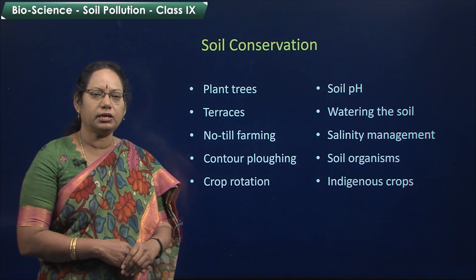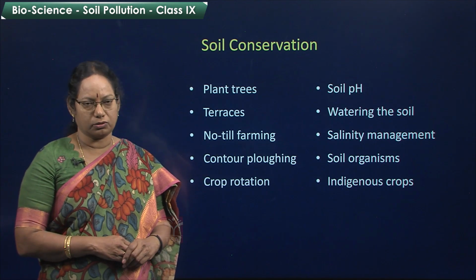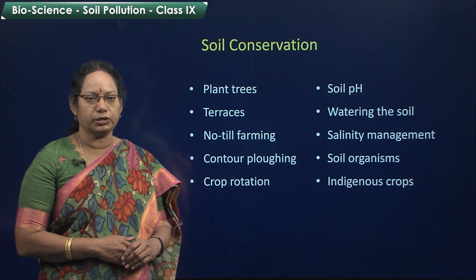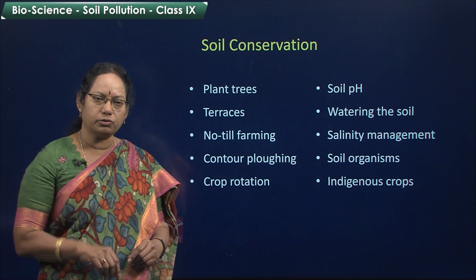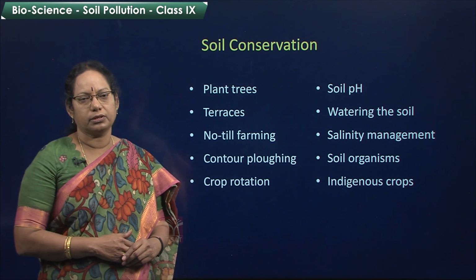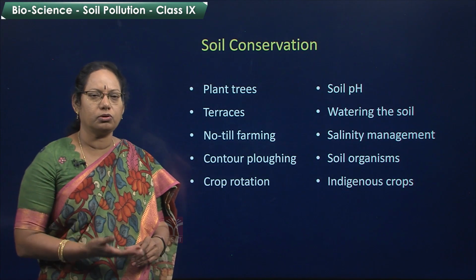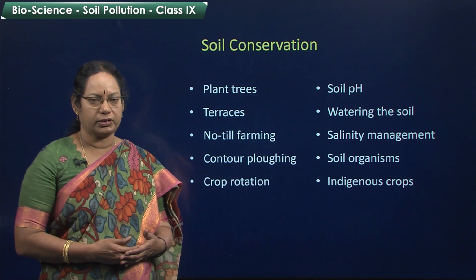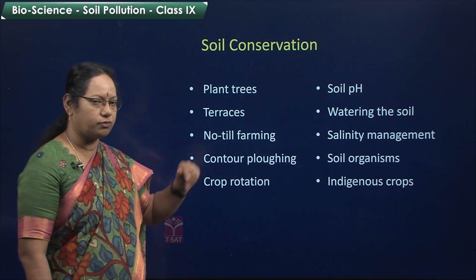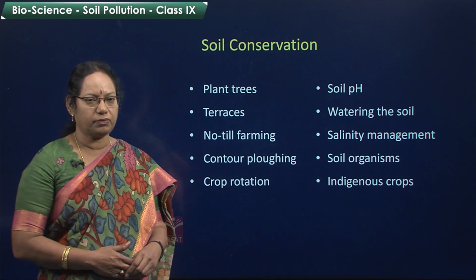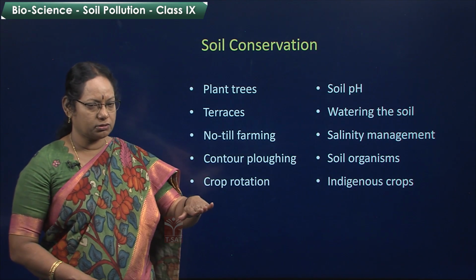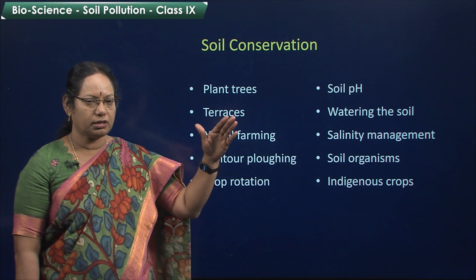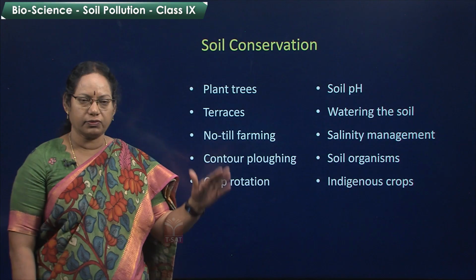No-till farming means not ploughing the field before putting the crop. Every farmer ploughs the ground before putting the crop, but no-tilling helps the soil organisms to grow, and also avoids losing soil moisture and soil fertility. So, sometimes we have to do no-till farming also. Then contour ploughing. Contour ploughing means if there is a slope area, ploughing has to be done from lower to higher. If ploughing is done from upper to lower, the soil comes down and soil fertility is lost.